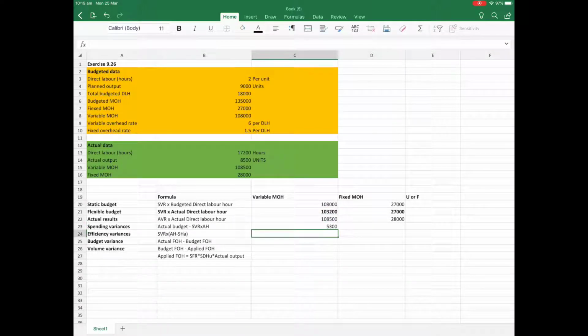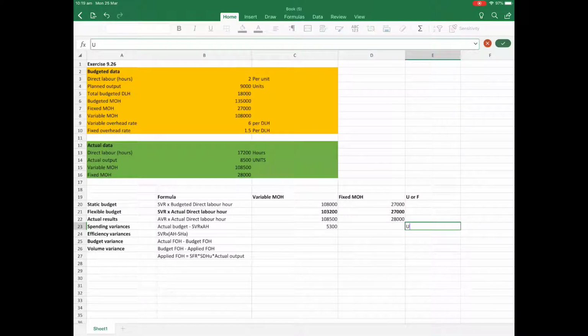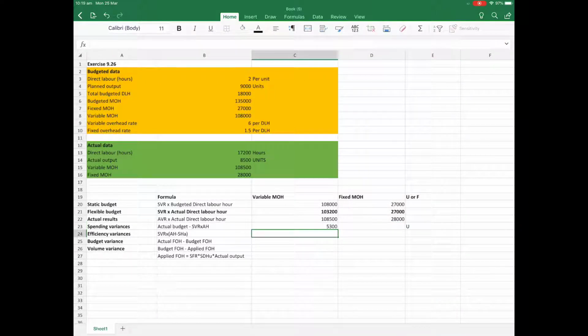All right, and we see that this positive number means that the actual budget is more than the flexible budget, so that is U. Now the second one, the efficiency variance.